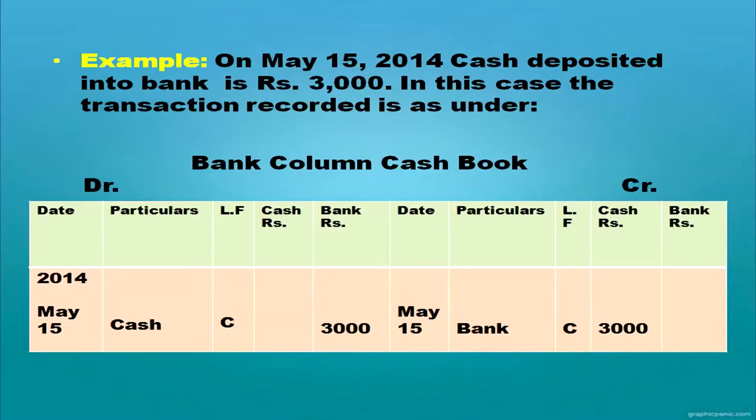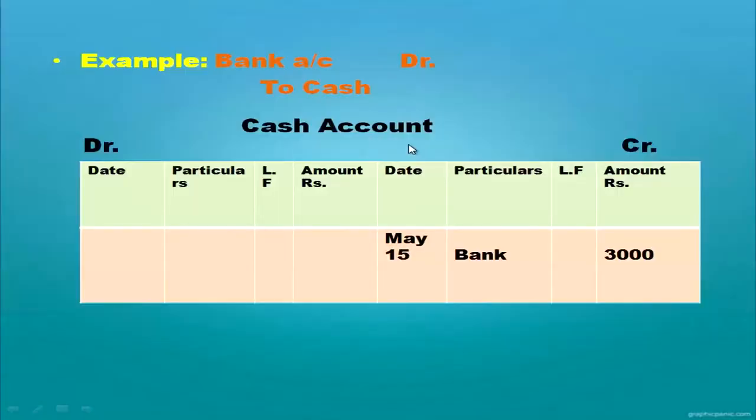Cash is deposited, bank account debit to cash, that is the entry. On the credit side, you will post by bank and the amount in the cash column. On the debit side, you will write to cash and the amount in the bank column. When you are depositing the cash, what will be the entry? Bank account debit to cash.